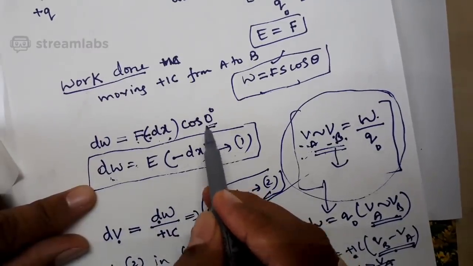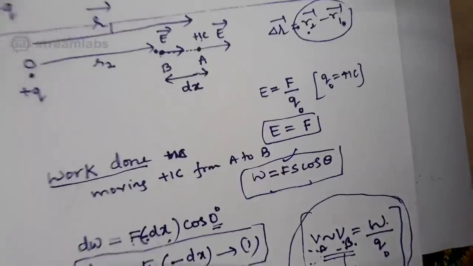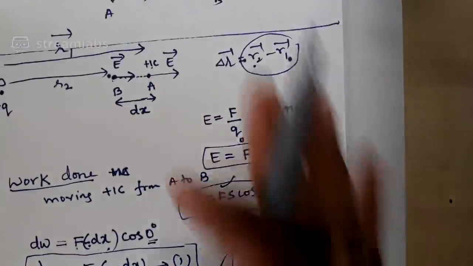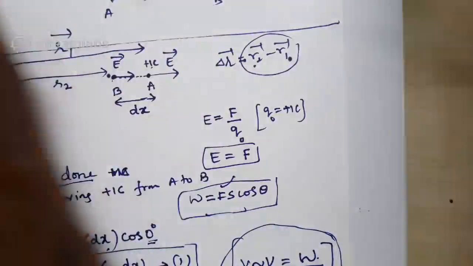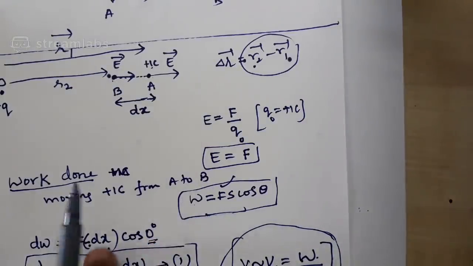I think you are clear about why this dx is taken as minus. It is not cos 120, cos 0 only, because I am talking about work done by me against the electrostatic field. So force is applied in a direction opposite to the electrostatic force of repulsion, in this direction. Displacement is also from A to B. It is in the same direction. That is why theta is 0. But how come minus dx?